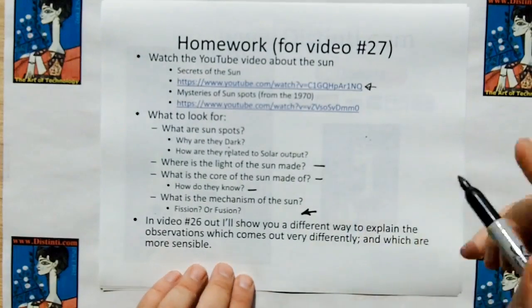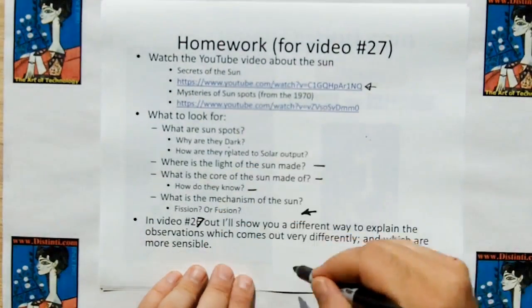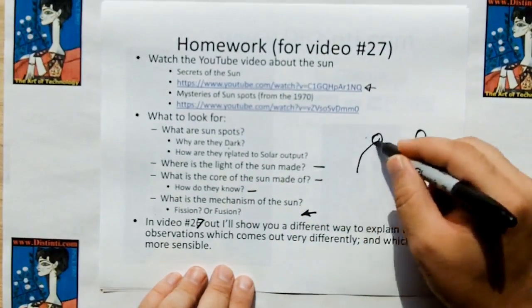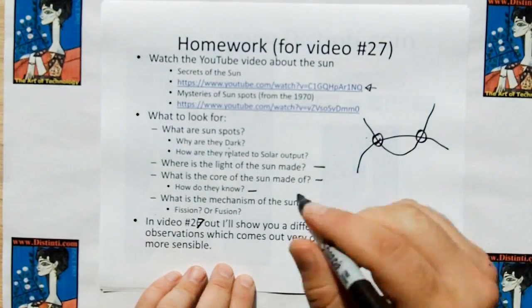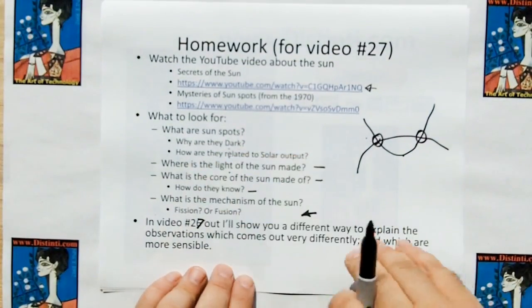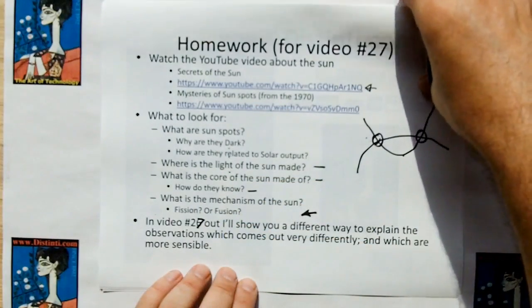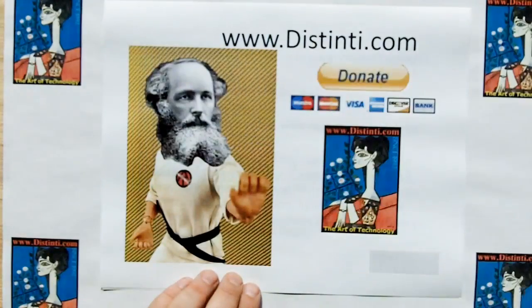In number 26, oh, this should be 27, sorry. I'm going to show you that there's a different way to put all of these observations. You can explain your observations with one model, but there might be a completely different model that explains the same observations, and I'm going to show you a completely different observation from what they show. And if you go through the video and write these things down, you're going to see how backwards my theory and their theory are, or how different they are, let's put it that way.